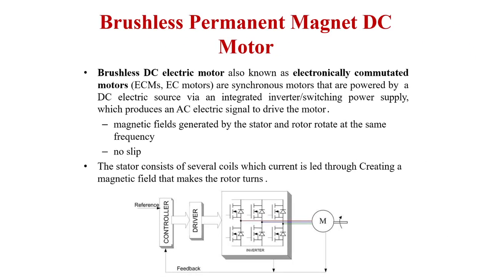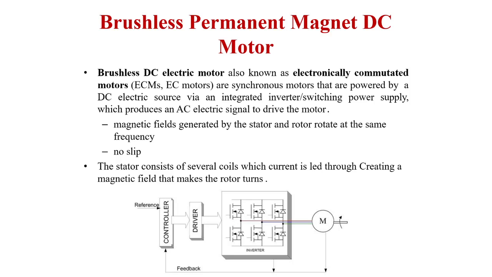Now let us see the third one, that is brushless permanent magnet DC motor. This is our topic for today, that is a brushless DC motor. So what is a brushless DC motor? It is also called as electronically commutated motor, ECM or EC motor. These are the synchronous motors that will be powered by a DC electric source via an integrated inverter or switching power supply, which will produce an AC electric signal to drive the motor. So magnetic field generated by stator and rotor will rotate at the same frequency, and there will be no slip in the brushless DC motor.